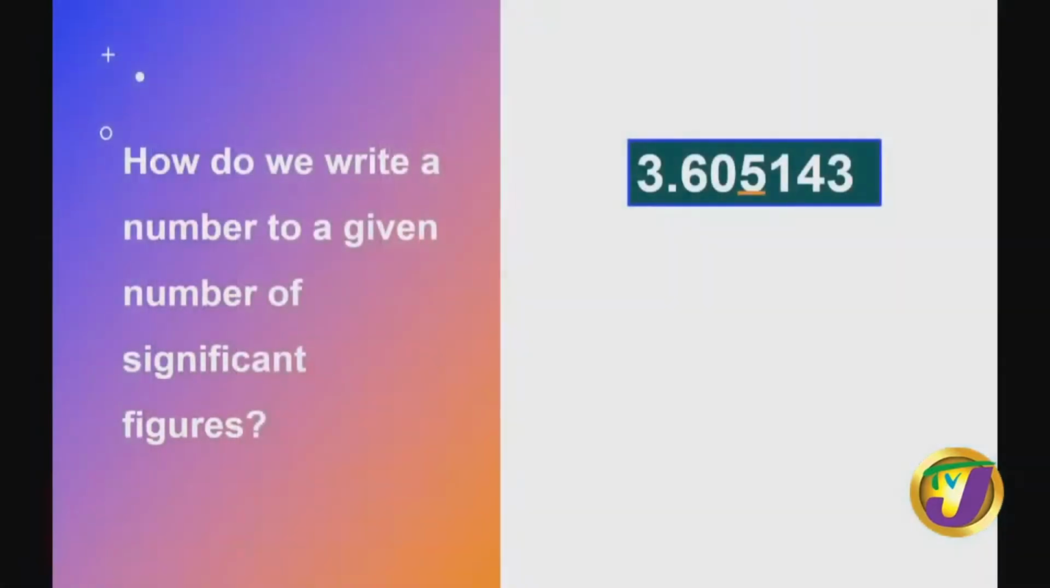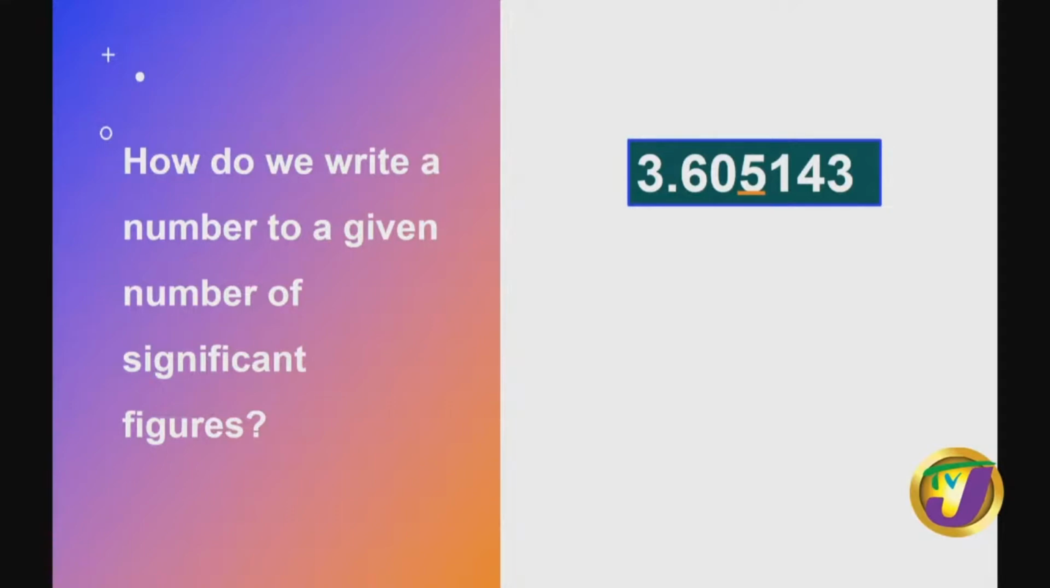Okay, good. Here's another example from Trudy's work. Trudy also had 3.605143, and based on her work, she wrote this to four significant figures as 3.6051. So how do I go about writing this one to four significant figures?